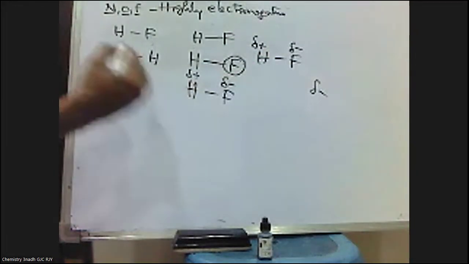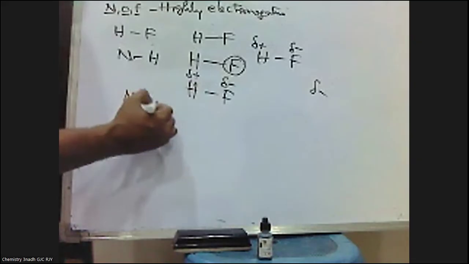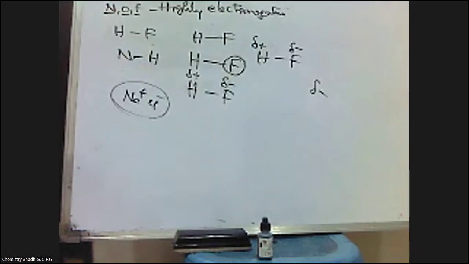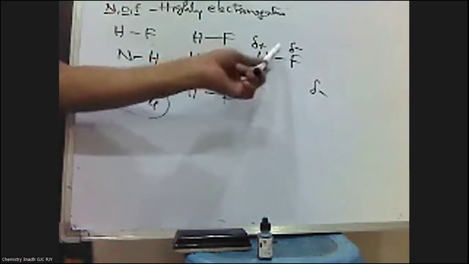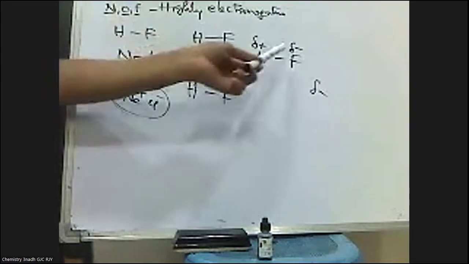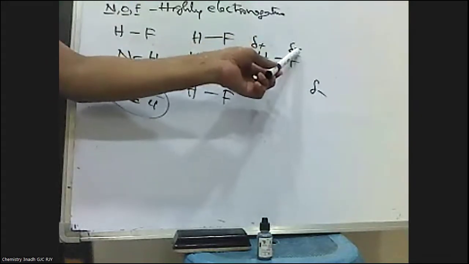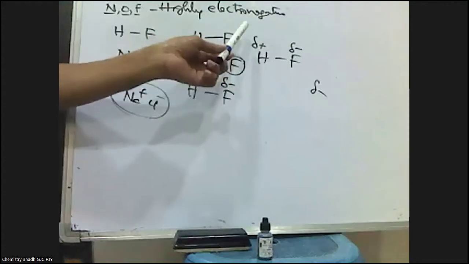So if complete charge transfer takes place, we write Na plus and Cl minus. Here electrons are completely transferred, but in this case the electron pair is only shifted towards the more electronegative element. That's why the one which is more electronegative gets a partial negative charge, and the hydrogen gets a partial positive charge, right?